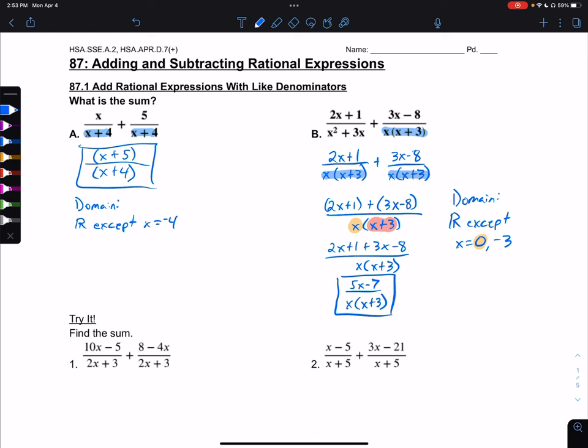But adding rational expressions with like denominators is pretty simple. The denominators are already set up for us, so we don't have to do a lot of work there. We just have to make sure that we combine our numerators appropriately and that we check our domain and make sure we list our exceptions. That's it for example 1.